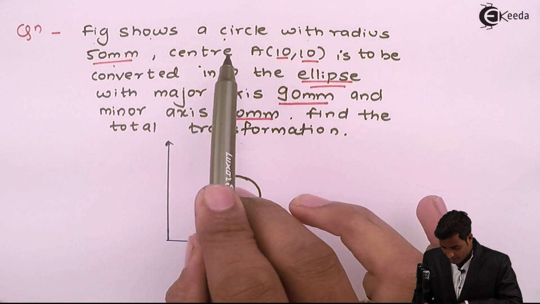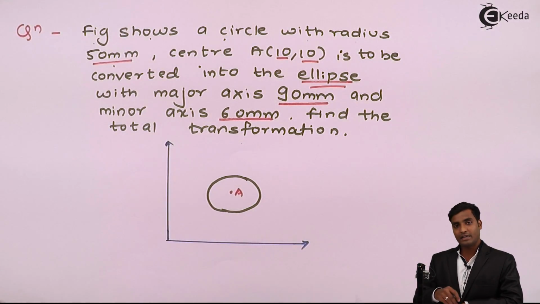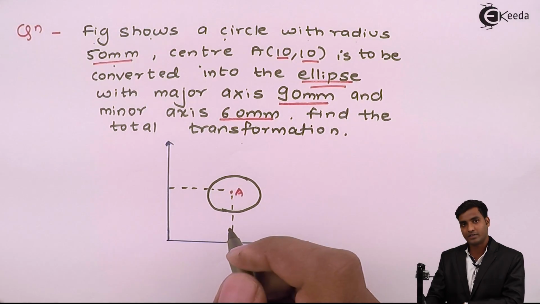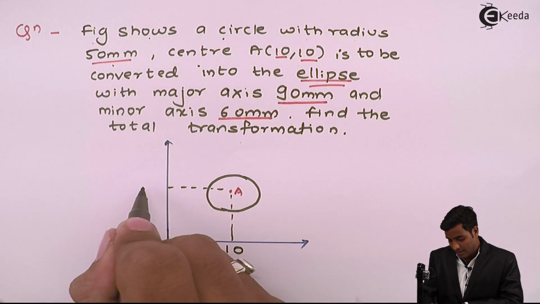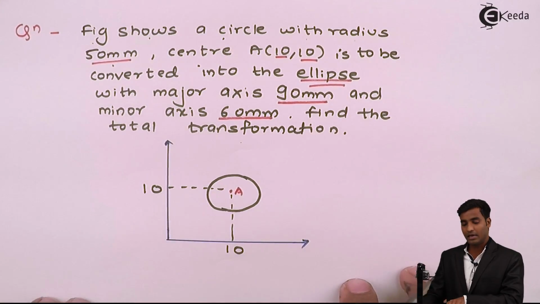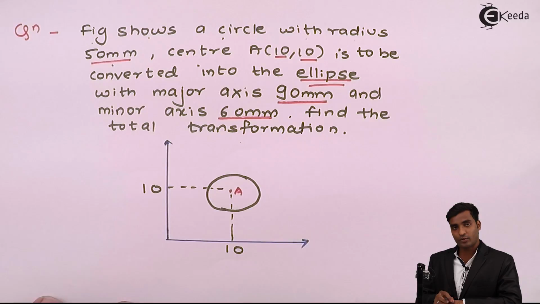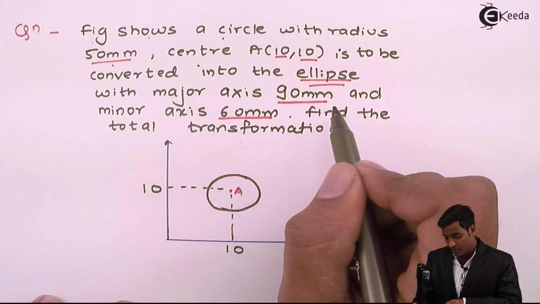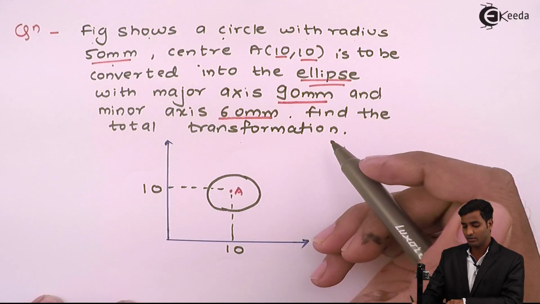And the center of the circle is at 10, 10, which means that the circle is away from the origin, having coordinates 10 in the x-axis and 10 in the y-axis. It says that it is to be converted into an ellipse, having major axis 90 mm and minor axis 60 mm, and we have to find the total transformation matrix.